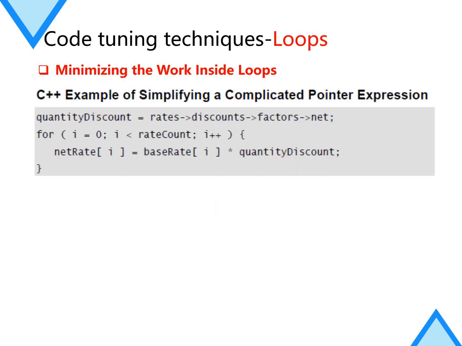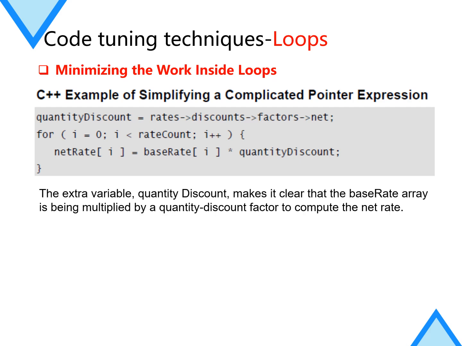C++ example of simplifying a complicated pointer expression. We use the big pointer expression outside the loop and only a simple assignment statement and multiplication inside the loop. So this technique will improve the performance of the loop by minimizing the work inside the loop. The extra variable quantity discount makes it clear that the base rate array is being multiplied by a quantity discount factor to compute the net rate. So this also improves the readability of the program.